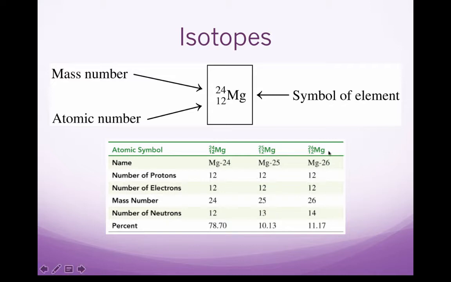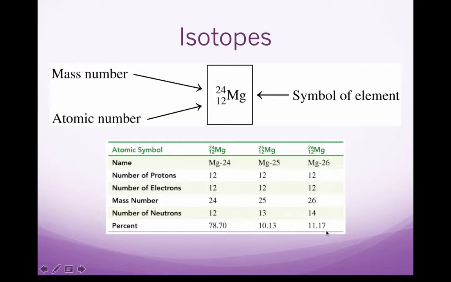And then here's two other isotopes of magnesium. We have magnesium 25 and magnesium 26. So again, all these isotopes have the same number of protons, 12, which we get from the atomic number. They all have the same number of electrons because they're all neutral atoms. What's different is the mass number. We have 24, 25, and 26. And that means the number of neutrons is different. So magnesium 24 we have 12, and magnesium 25 we have 13, and magnesium 26 we have 14. And again, we get that by subtracting the atomic number from the mass number.